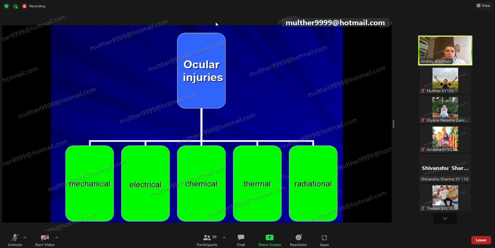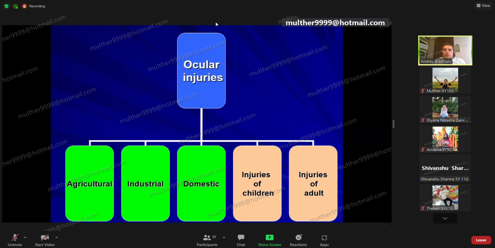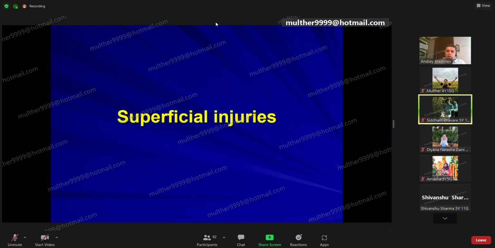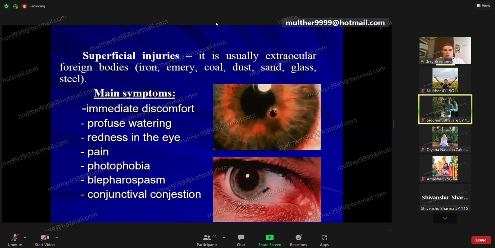They may be agricultural, industrial, and domestic. And due to the specific properties and clinical features, we can divide all the traumas into the injuries of children and of adults. Let's start with the superficial injuries. These are usually extraocular foreign bodies, quite common in industrial and agricultural workers.